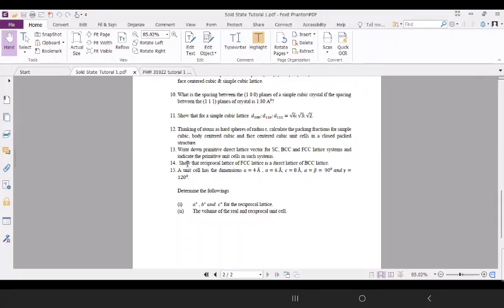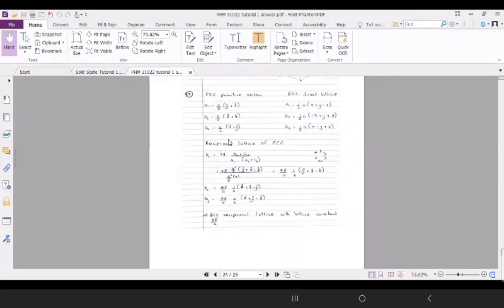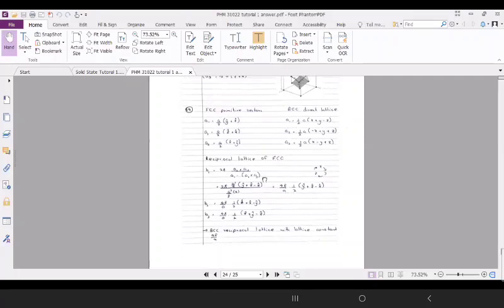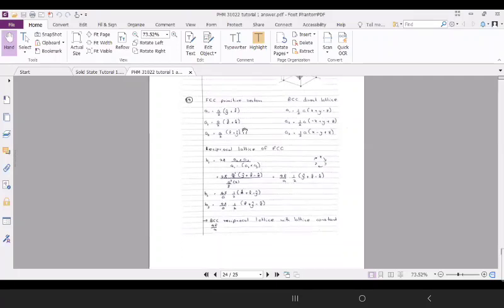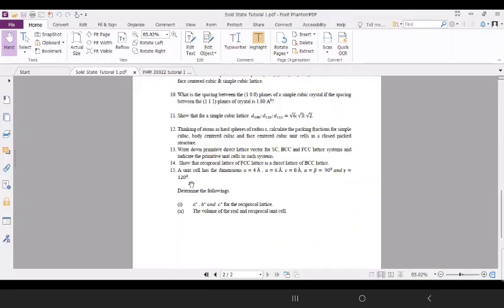So see, in question 14, show that the reciprocal lattice of the FCC lattice is the direct lattice of BCC lattice. So using these equations, you can easily show the connection between FCC primitive and BCC direct lattice. So we can move to the 15th question.